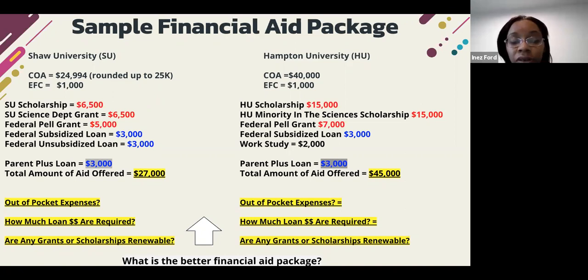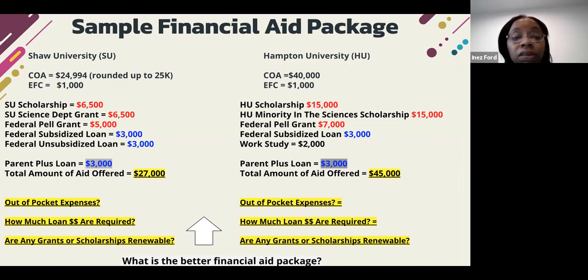So if you look at Shaw University, and this is information hot off the press, next year it's going to cost $24,994. Obviously, we rounded up to 25 just to make the math easy. Hampton was right around 39,000, so rounded up to 40. So let's say it costs 25,000 to go to Shaw. EFC is 1,000. That means that when this family filled out the FAFSA, the federal government determined that they can pay $1,000 toward their cost of attendance. The family should be able to pay $1,000 toward the cost of that child attending college.